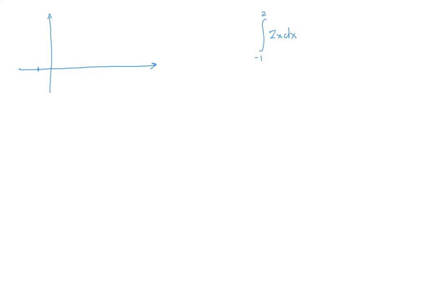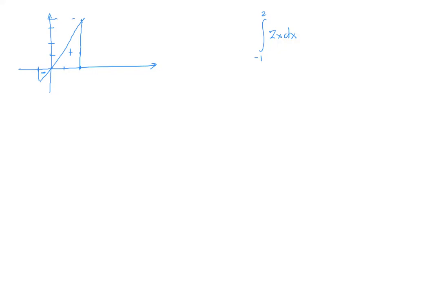So here's -1, here's 1, here's 2. And you have a function that goes, so 1, 2, 3, 4. So it goes like this, right? Here's the graph, and then you have a part which is below the x-axis. So this part here is going to be positive, this part is going to be negative.